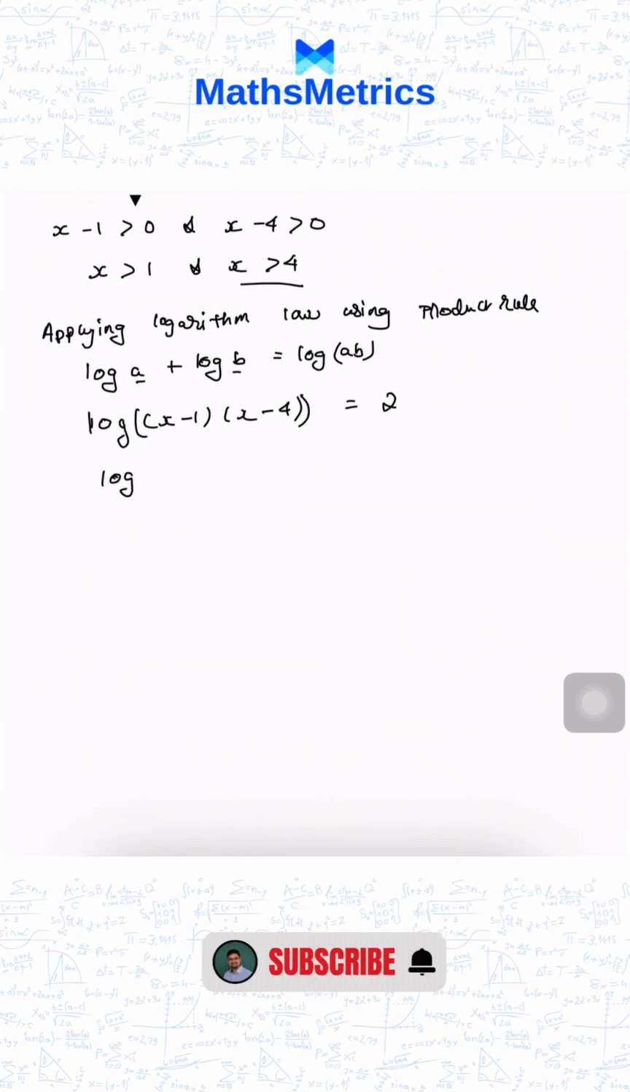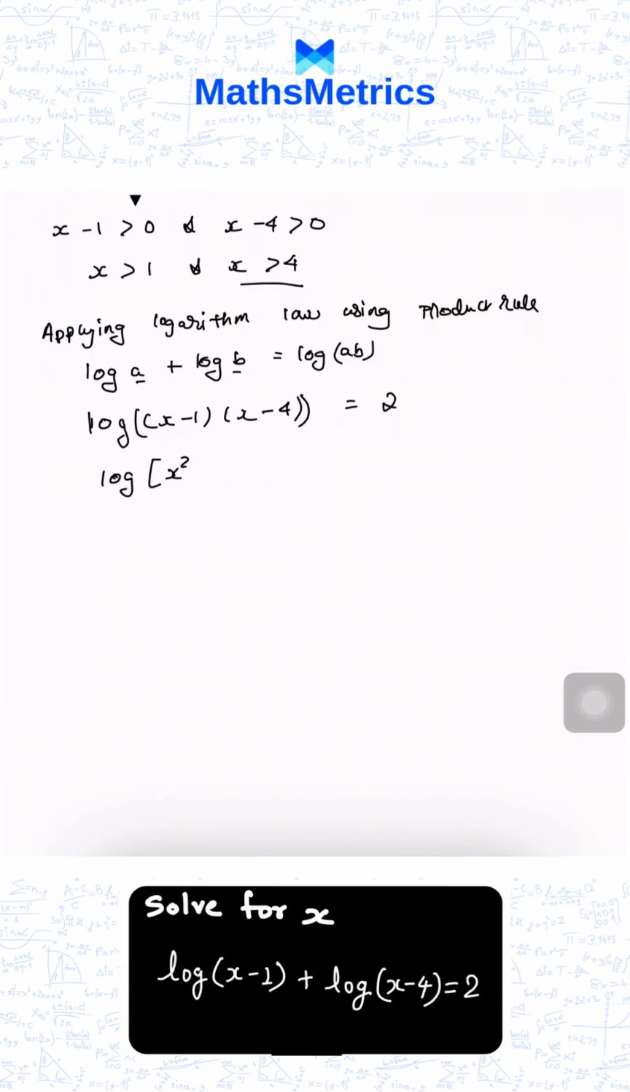Log of x into x is x square, x into minus 4 is minus 4x, minus 1 into x is minus x, minus 1 into minus 4 is plus 4, equal to 2. So let's simplify it further. x square minus 5x plus 4 equal to 2.